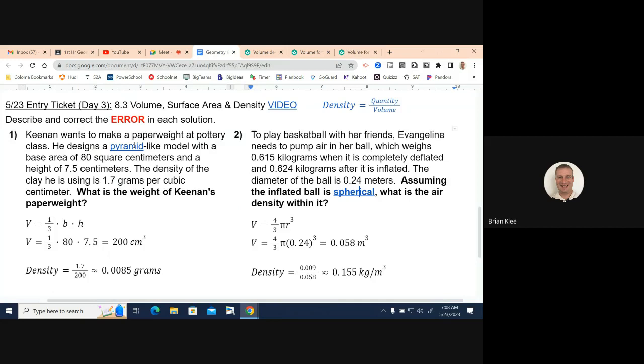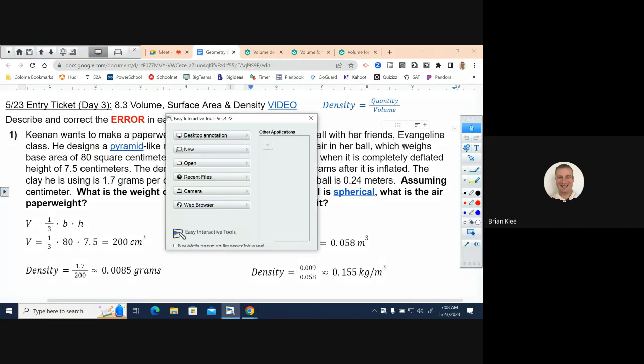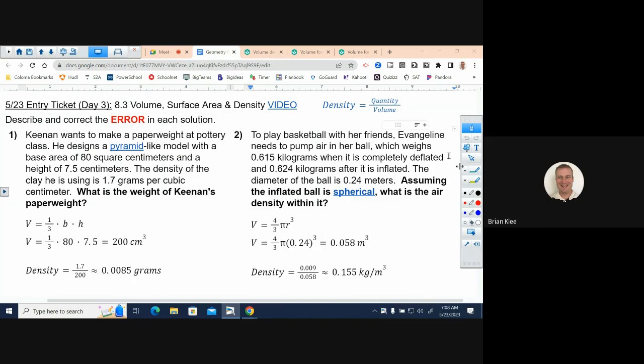So our first problem has to do with somebody named Keenan who wants to make a paperweight for pottery class and wants the base area to be 80 square centimeters, and he wants it to have a height of 7.5 centimeters. The density of the clay he is using is 1.7 grams per cubic centimeter. And we are asked, what is the weight of Keenan's paperweight?